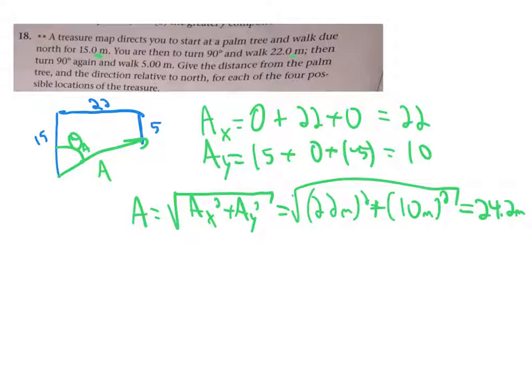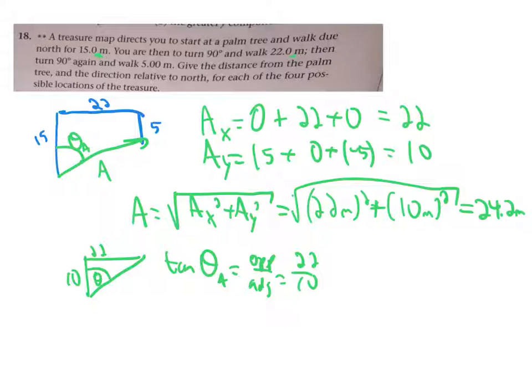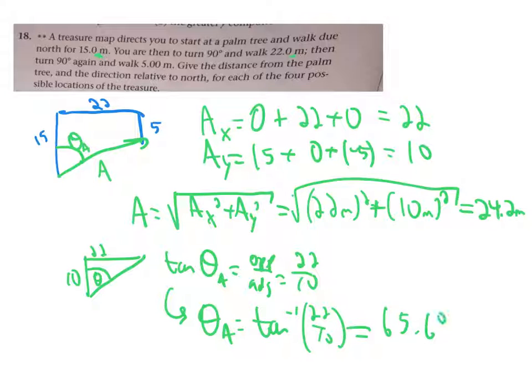So 24.2. And we could even get the angle, because we can say that we have 10 that way and 22 that way, and I want that angle. So the tangent of theta sub A is going to be the opposite over the adjacent, which is going to be 22 over 10. This implies that theta A is the inverse tangent of 22 tenths, which the calculator gives us as 65.6 degrees. So that's option A.